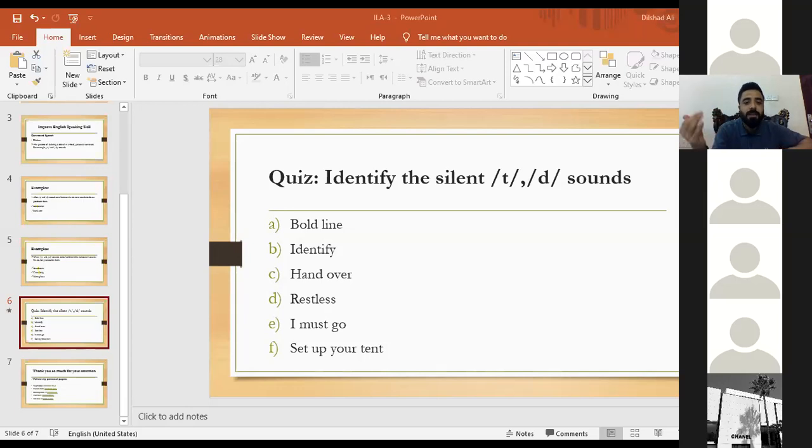Restless. Very good. E. Let's go. Yes, also T is not pronounced. I must go. I must go. Very good. F. F is pronounced. Set up your tent. Do we have any T or D sound unpronounced or not? You mean F?